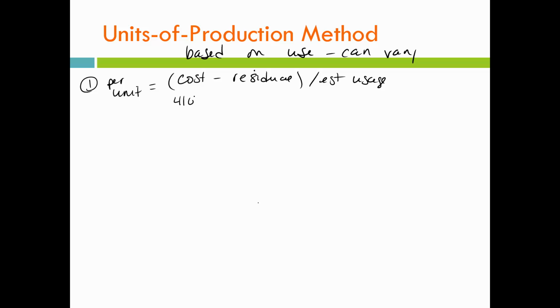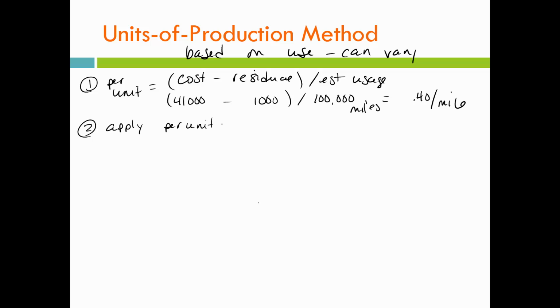So in this case, the $41,000 cost minus a residual value of $1,000, and I expected to use this one for 100,000 miles. That's how long I expected it to last. So I get a rate of 40 cents per mile. That's kind of my depreciation per unit. Then I apply that per unit depreciation times the actual usage, or I think in this book sometimes they say estimated, but just how many miles, if it's a truck, that they drove it that year.